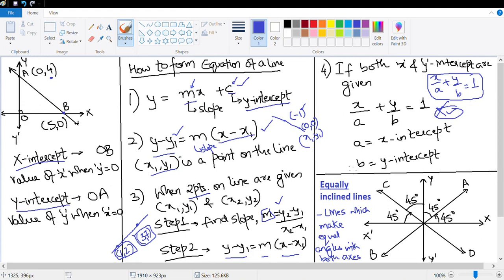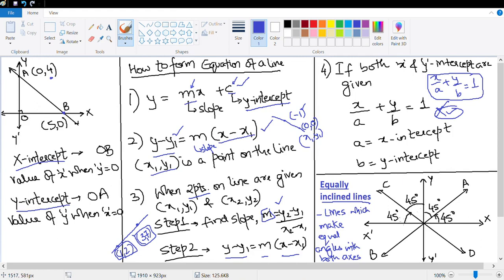And then the last part about this exercise, which is equally inclined lines. Now, as the name suggests, these are equally inclined, which means two lines or more lines which are making the same angle. And where do they make the same angle? With both the coordinate axes.